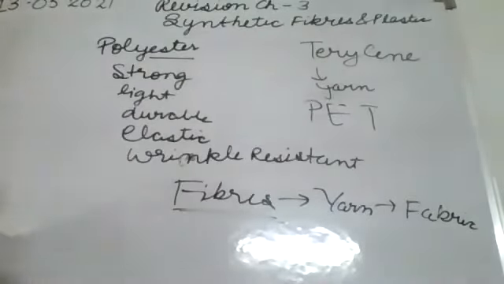Now next, any other doubt? Next is blended fibers. The mixture of two or more fibers is called a blended fiber. For example, polywool. It is clear from its name that it is a blended fiber of polyester and wool. Just 1 minute. I am writing here.